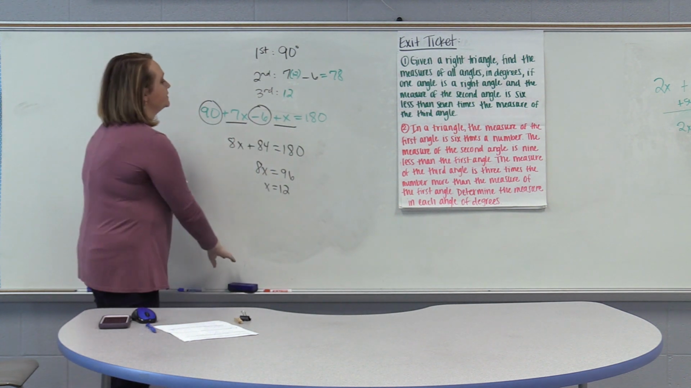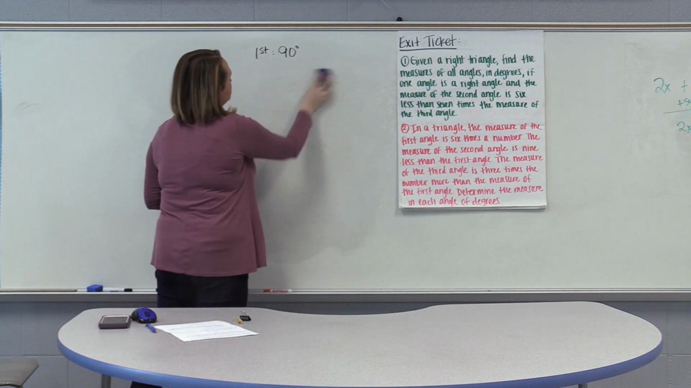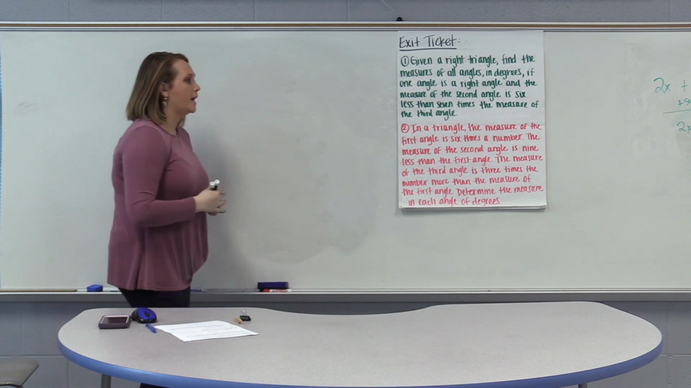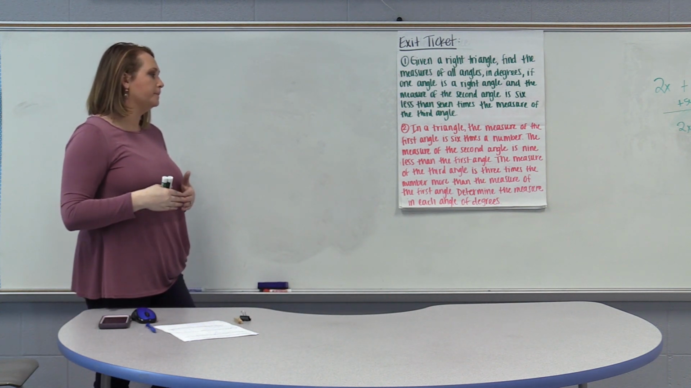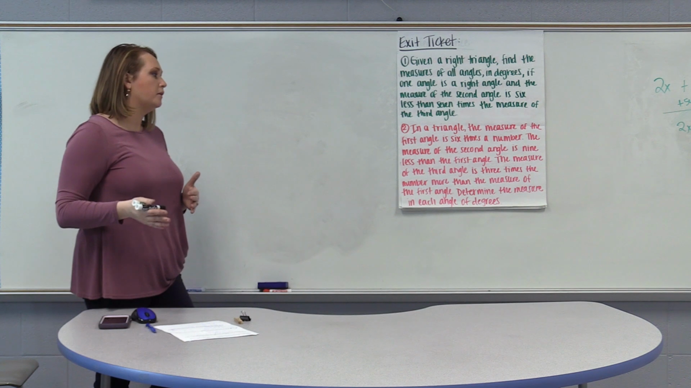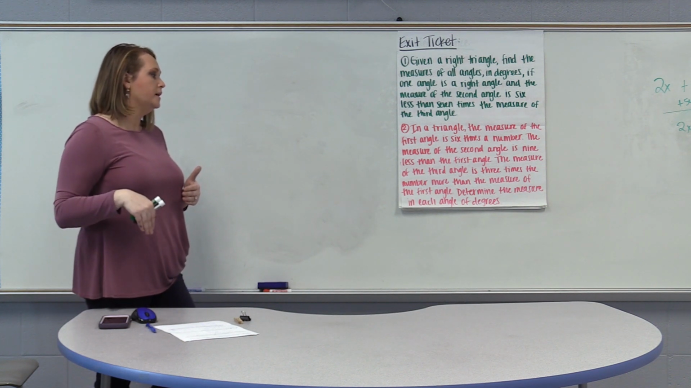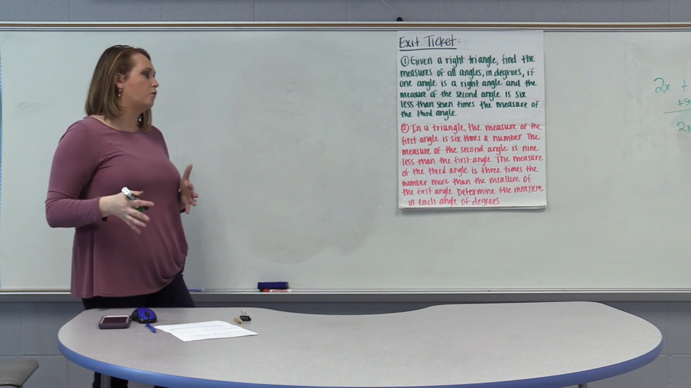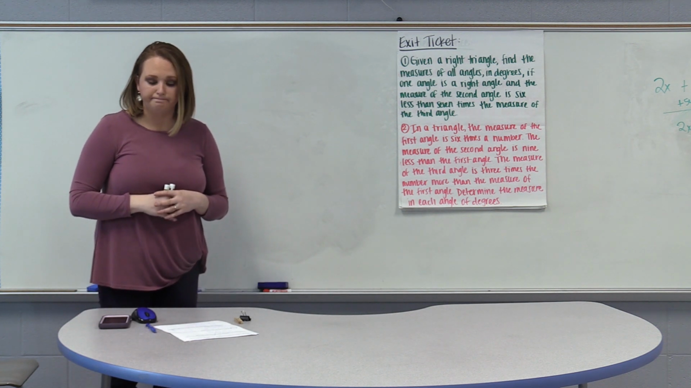Now let's look at the second problem on your exit ticket. It says, in a triangle, the measure of the first angle is 6 times a number. The measure of the second angle is 9 less than the first angle. The measure of the third angle is 3 times more than the measure of the first angle. Determine the measure in each angle of degrees. Take some time and work this one out on your own.